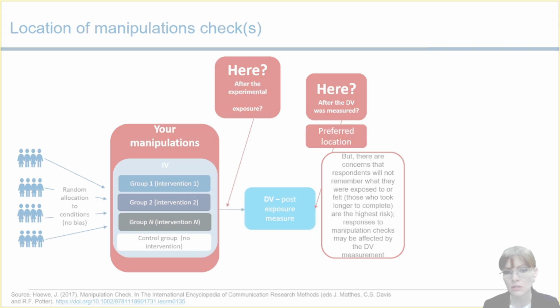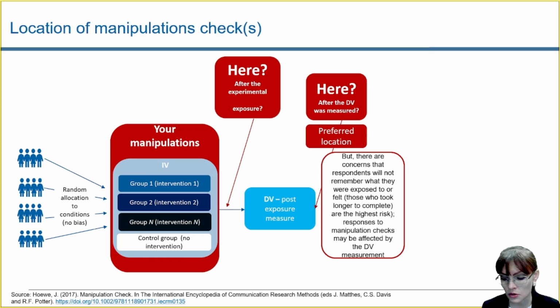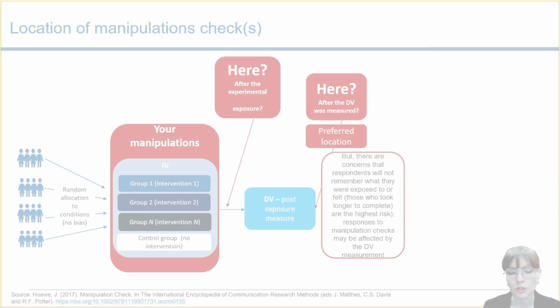There is also a concern, which has been raised in the literature, that the measurement of the dependent variable may also affect the responses on the manipulation check. If you're concerned that the manipulation checks are too close to the dependent variable, you can include a sociodemographic block of questions in there and then ask the manipulation check questions. Create a bit of a gap between the question blocks in your experiment.